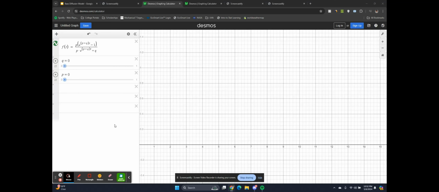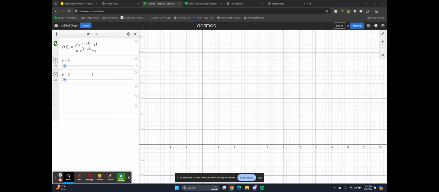And to solve for that, I examine at time 0, and I figure that C is equal to P, which is the innovative rate. And looking at this, my final equation comes out to be this. All right, now we're going to analyze the base diffusion model in Desmos to see what happens.